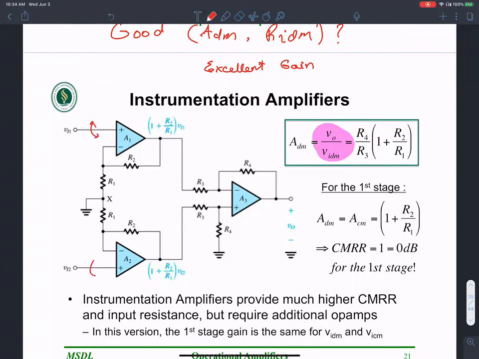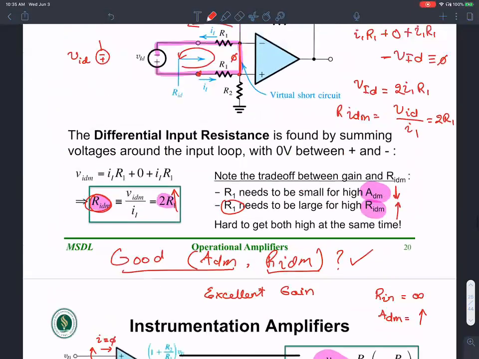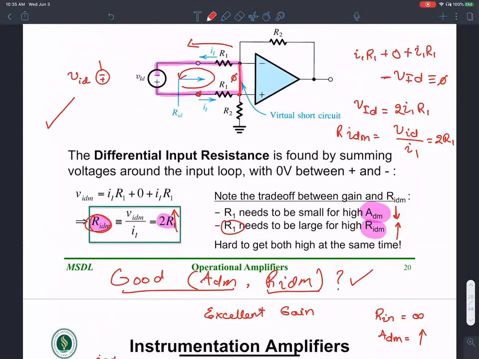What is the input resistance looking into the terminals here? Well, what is the current going into the terminal? That is essentially zero, right? The amount of current going into these op-amps is essentially zero. So the input resistance, R input, is infinity, and the differential mode gain is also increased. So that seems to be a sweet spot where I can get a pretty good gain and a pretty good input differential mode, which is certainly an improvement over this guy. In this case, I could only get one at the expense of the other.